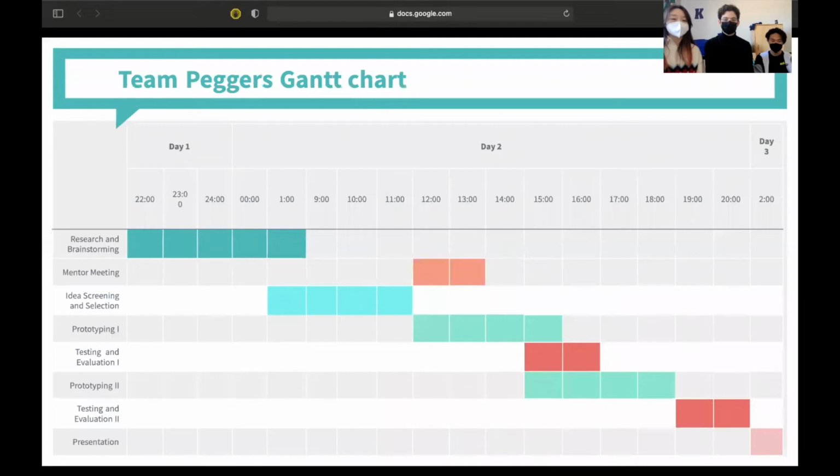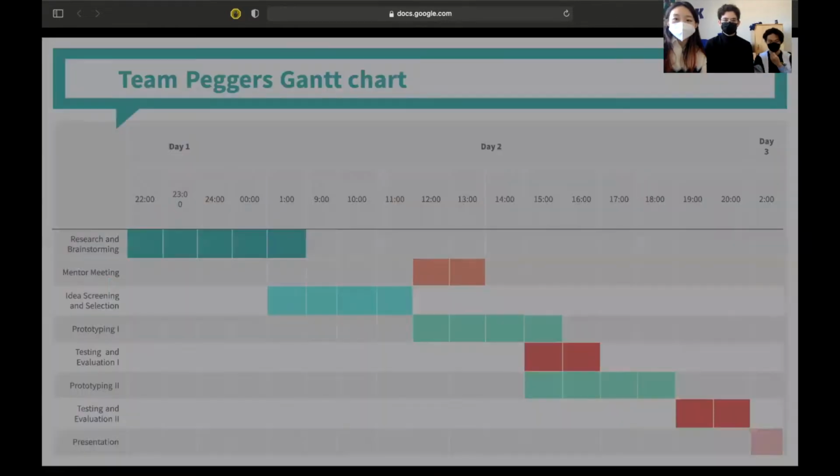Now here is our Gantt chart. We created this on the first day, and we didn't exactly follow it to the letter for every hour. It's more of a broader idea of what we were going to do for the next 3 days.